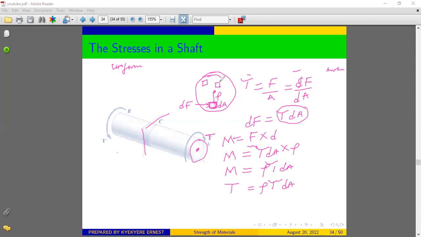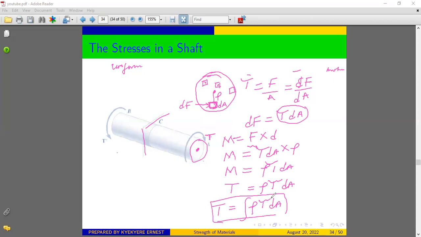Now, when we decide to get the total torque applied on this section, it will be the torque for this small object, plus the torque of another small object. And since the torques are different, the total torque is going to be the integral, or the summation, of the torque for all the small areas. So we are going to get the integral of rho tau dA. Good. So this will be our formula for finding the torque when we have the distance from the center, the shearing stress and the area.